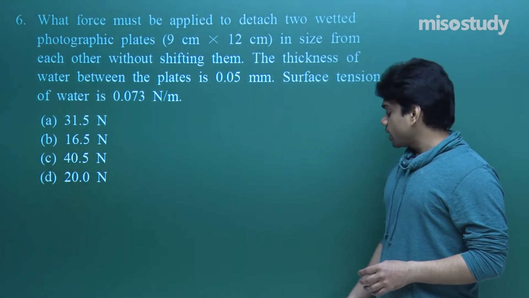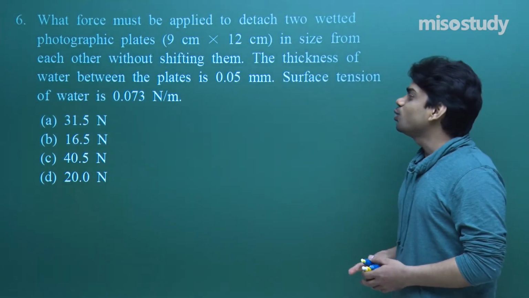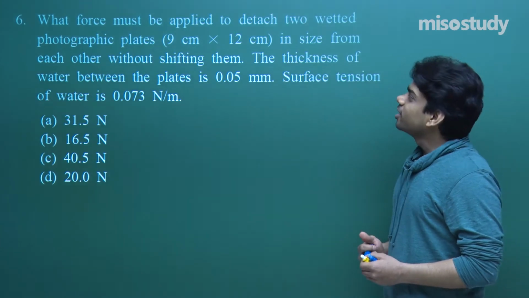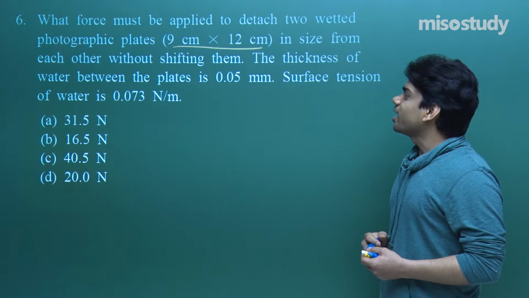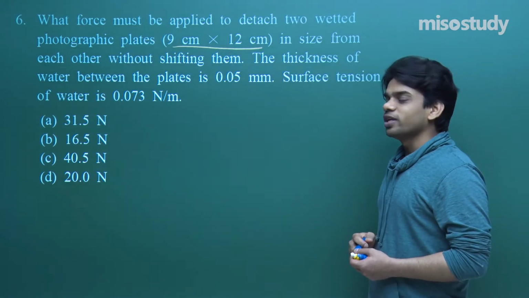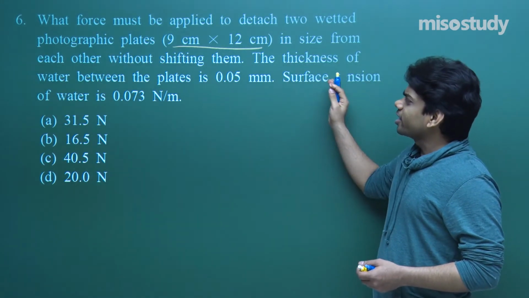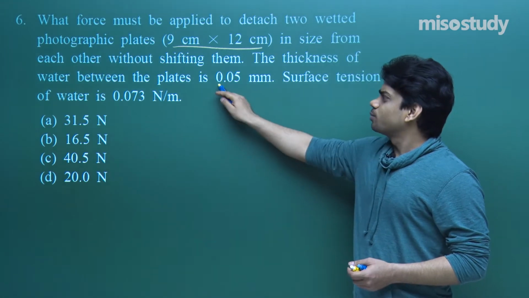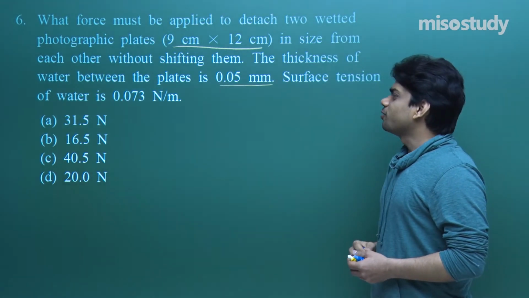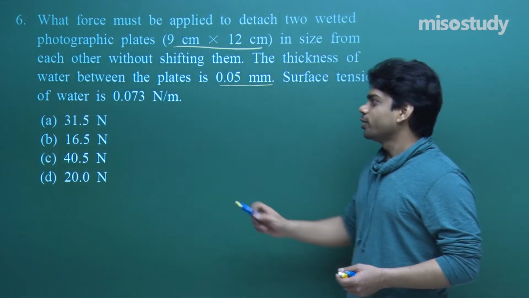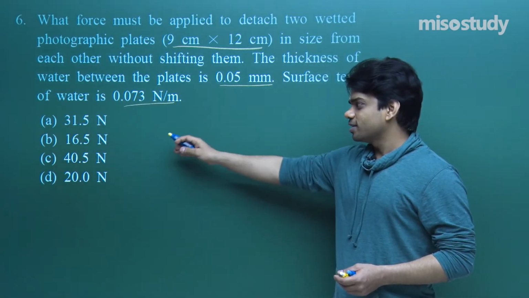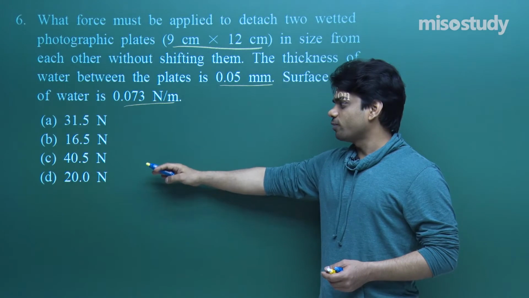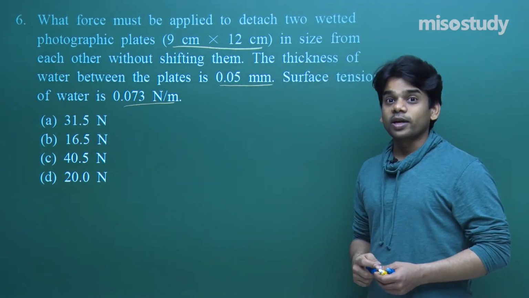What force must be applied to detach two wetted photographic plates, 9 cm by 12 cm, this is what is given the dimension, in size from each other without shifting them? The thickness of water between the plates is 0.05 mm, surface tension of water is 0.03 Newton per meter. This is what is given. A 31.5 Newton, B 16.5 Newton, C 40.5 Newton, and D 20 Newton.